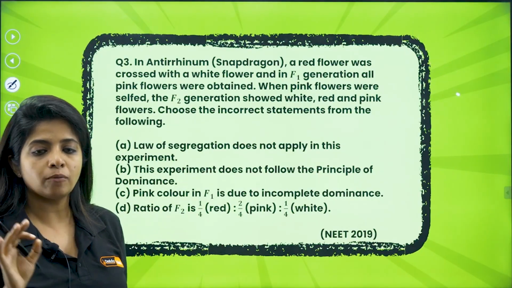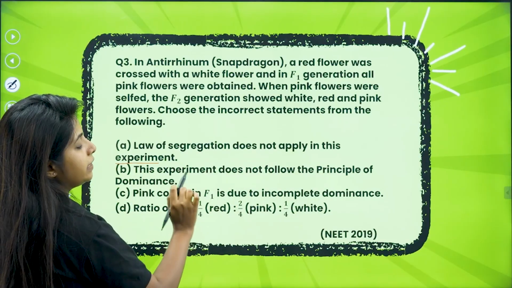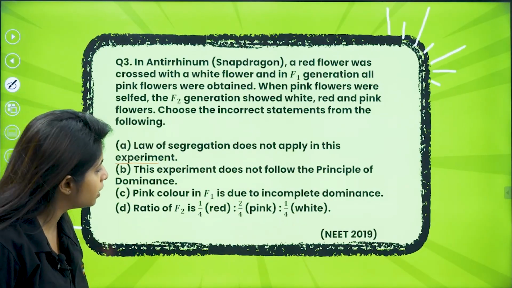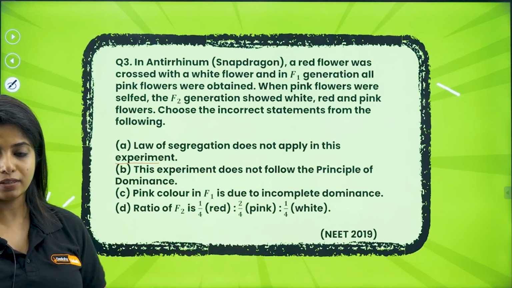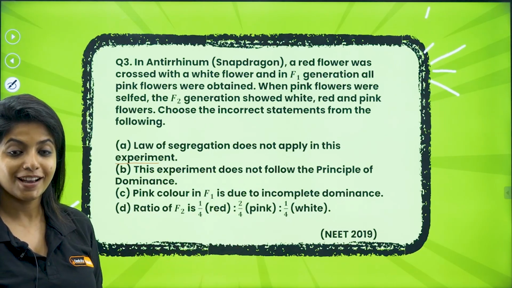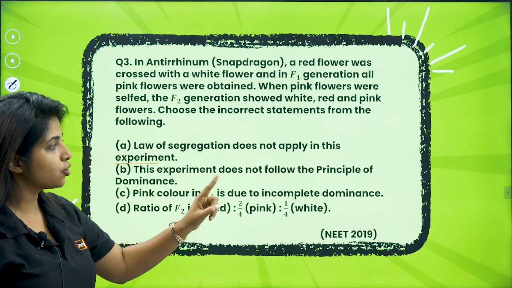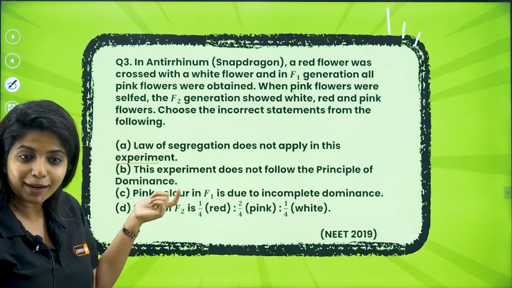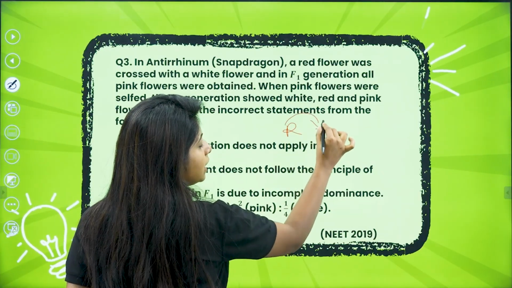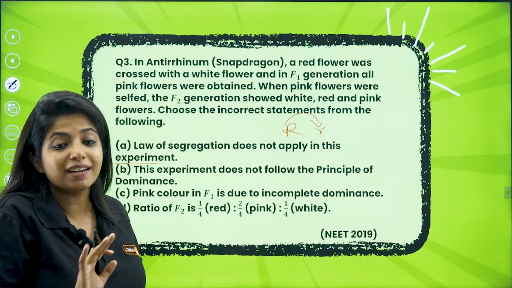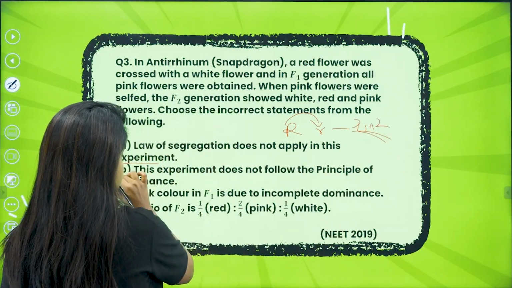Choose the incorrect statement from the following. Law of segregation does not apply in this experiment. This experiment does not follow the principle of dominance. Pink color in F1 is due to incomplete dominance, and this ratio is obtained in F2 generation. What is the answer? Well, first of all, this experiment does not follow the principle of dominance. It is correct. Actually, it does not. If capital R was completely dominant over small r, it would have been red, but now it is not red, it is pink in color. So yes, it does not follow the law of dominance, so this statement is correct.